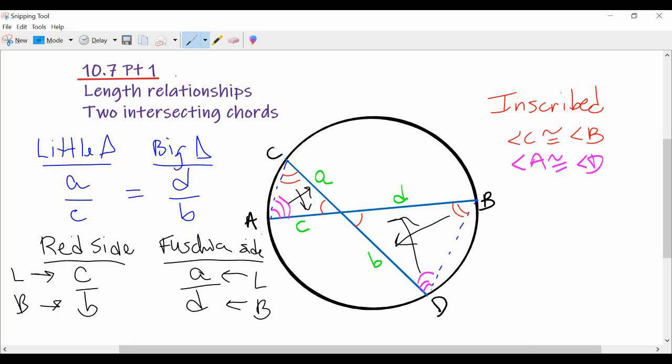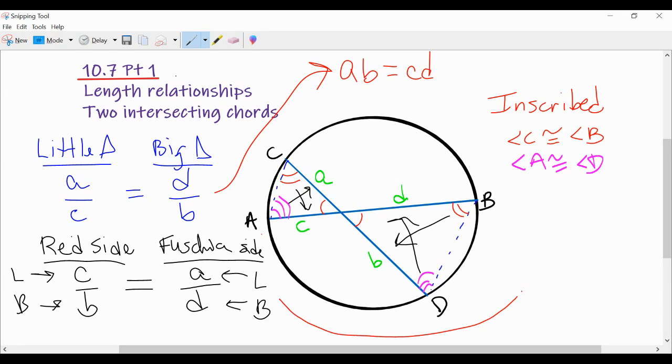So there are lots of ways that you can set this proportion up. The way that I set it up originally is not the way you have to set it up. Okay, so what's the point of all of this? Well, if I take that and cross multiply, I'm going to get ab equals cd. Well, what's going to happen if I cross multiply these guys?